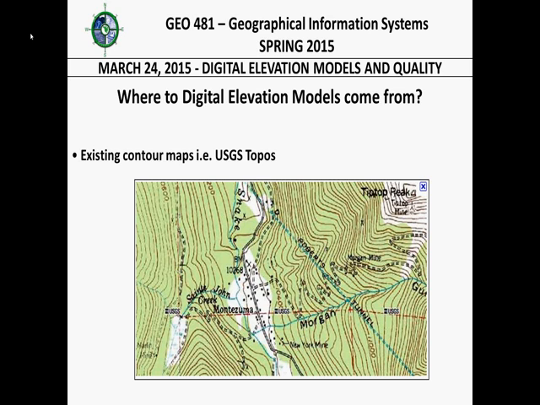So where do we get digital elevation models? We'll spend a little bit of time now talking about the process. And often they can be derived from existing contour maps like USGS topos. Vectors, such as contour lines, we talked about that the Tuesday before break, can be used to derive digital elevation models.